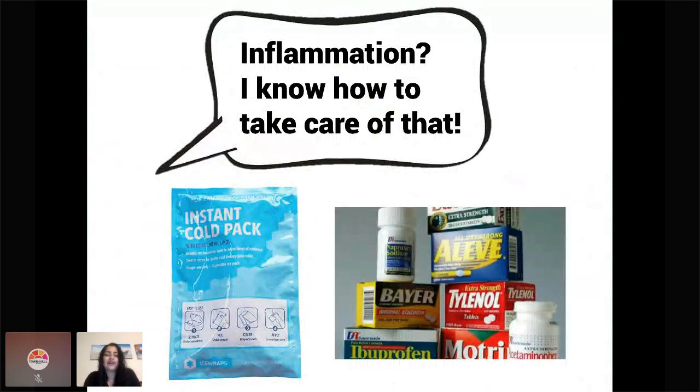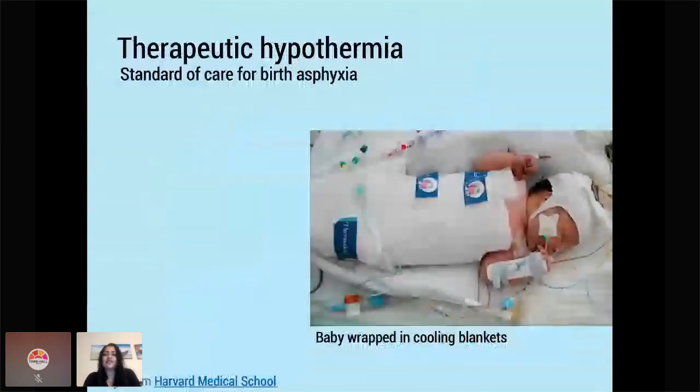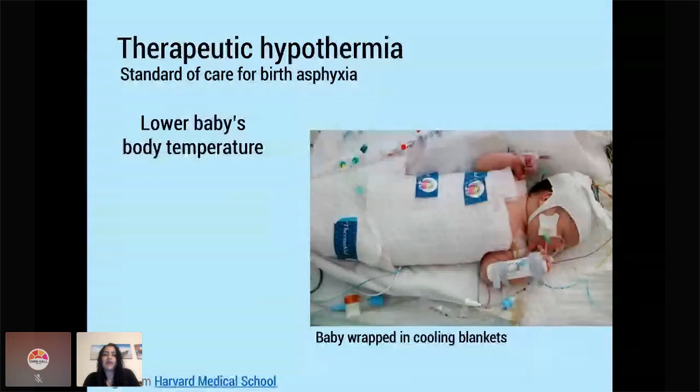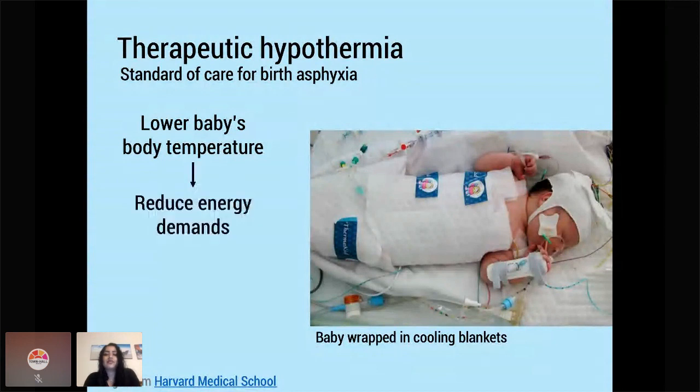Starting with the ice pack strategy, this is actually the standard of care treatment for babies with birth asphyxia. Once babies are diagnosed, they're wrapped in cooling blankets for 3 days. The point of this treatment is to lower the baby's body temperature, which then reduces their metabolism. This means that the cells in their brain need to produce less energy in order to keep living. It reduces the energy demand of your brain cells.